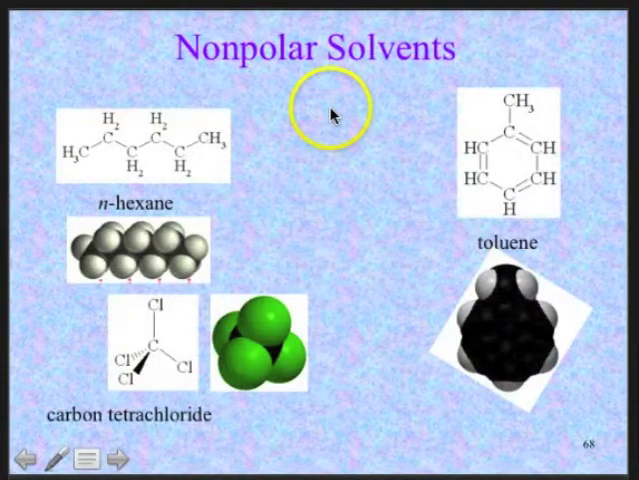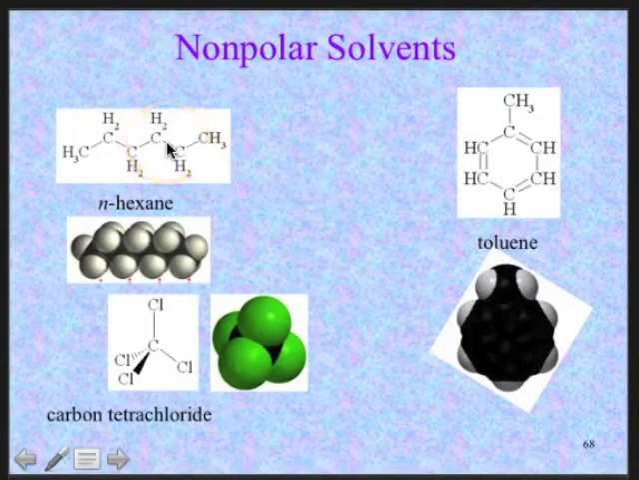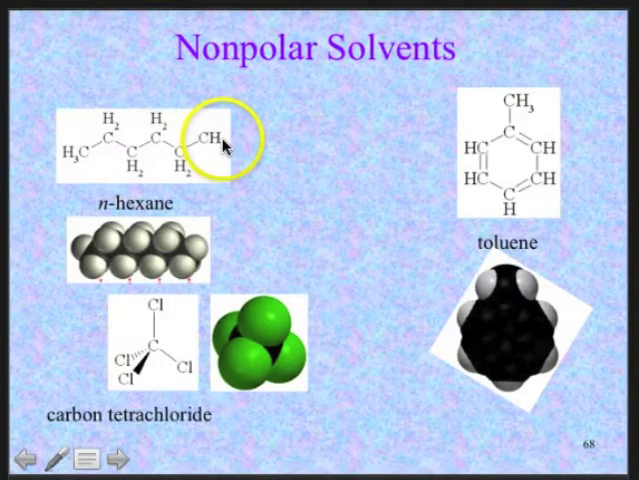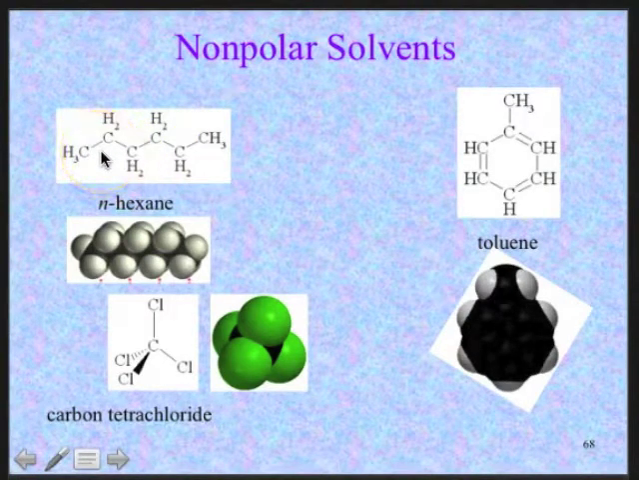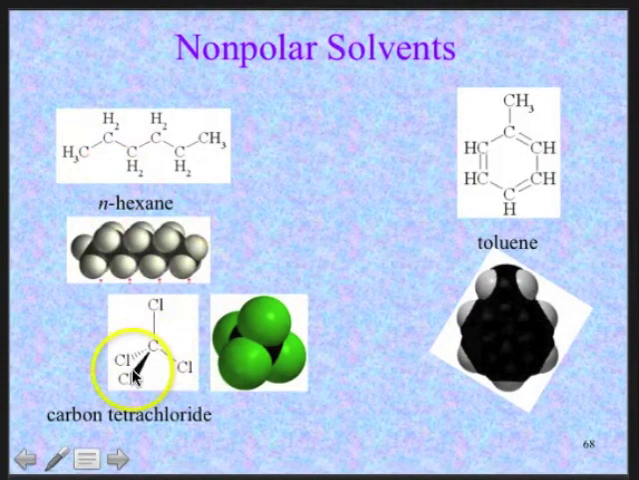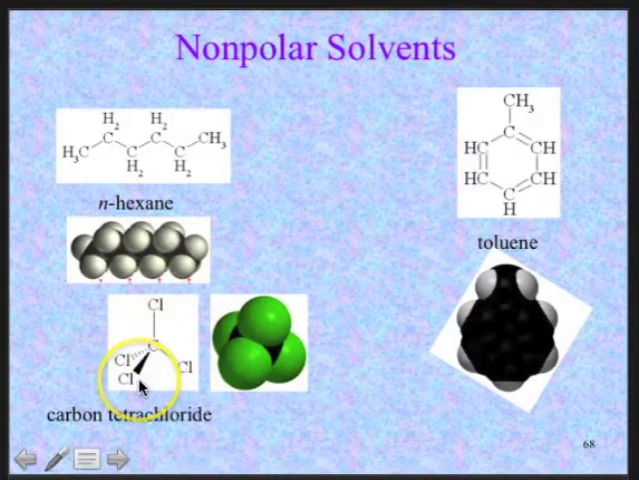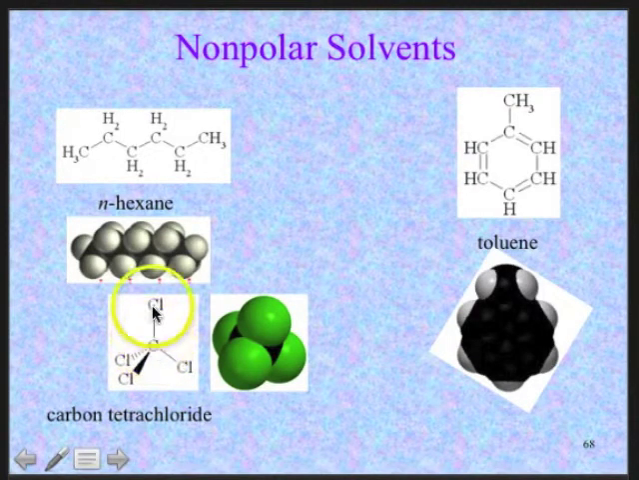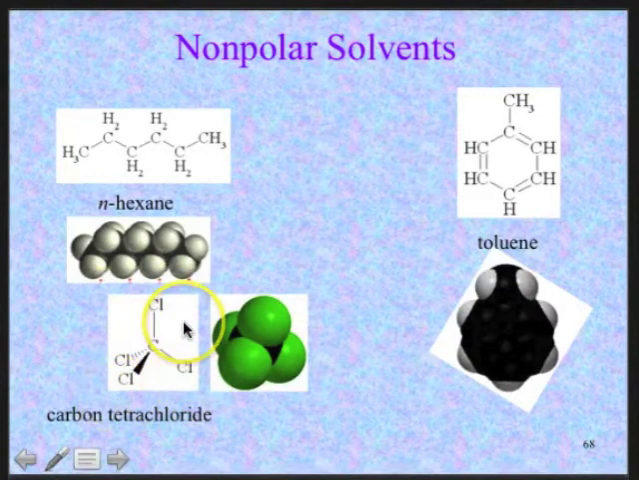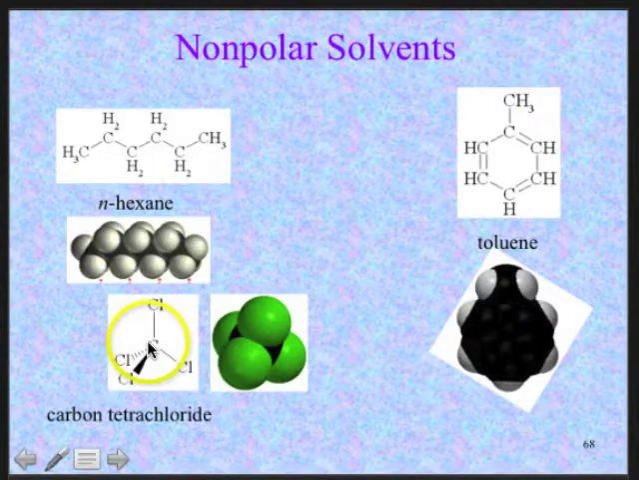Here are some nonpolar solvents. N-hexane, that's a carbon chain with 6 carbons, very nonpolar, and it will not dissolve in water. Carbon tetrachloride is a carbon atom bonded to 4 chlorine atoms. And even though these bonds are polar bonds, the whole molecule is symmetrical, so there's no net positive side and negative side, and the molecule is very nonpolar.